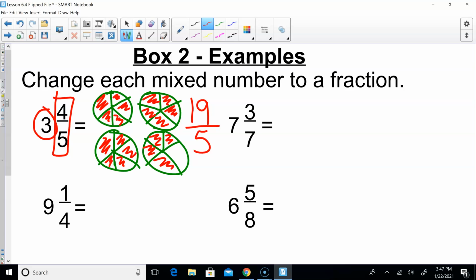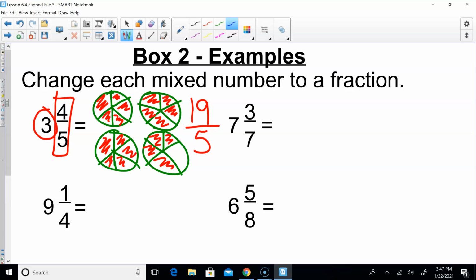Now let's see if we can look at the next couple and do it a little differently so we don't have to draw them out. It's not so bad here, but if I had to draw 6 and 5/8, that's a lot of pieces and a lot of things to draw out. Same with 7 and 3/7. So might there be an easier way to look at these numbers?